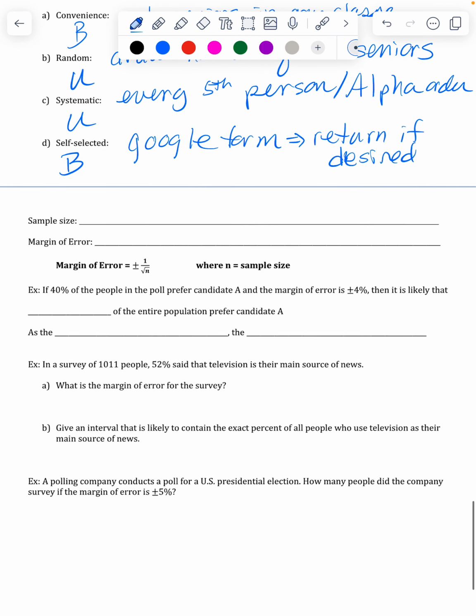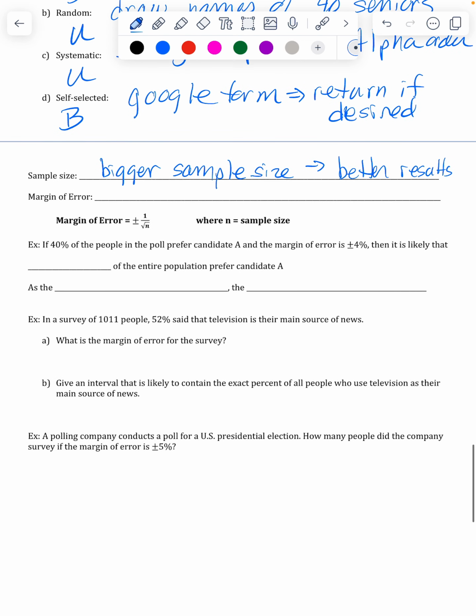Okay, so let's talk about sample size. The bigger your sample size, meaning you asked more people, that will lead to better results. And by better results, it means that you will get closer to what everybody thinks. You can't ask 2 people out of the senior class and then say, oh, 2 people out of 2 people, 100% said the same thing. You need more than 2 people to properly represent and get better results.